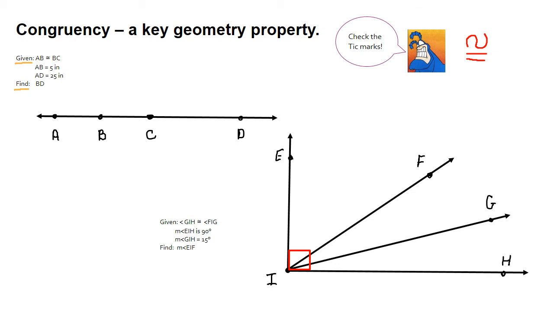So we have that segment AB, from A to B here, is congruent to B to C. So I'm going to put 2 tick marks inside here, just like that, and that says that they're equal. The next thing that we have is that from A to B is 5 inches, so mark it up. Little lines up above there are showing distance or length. From A to D is 25 inches.